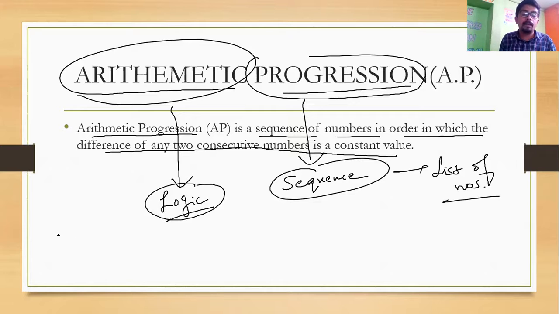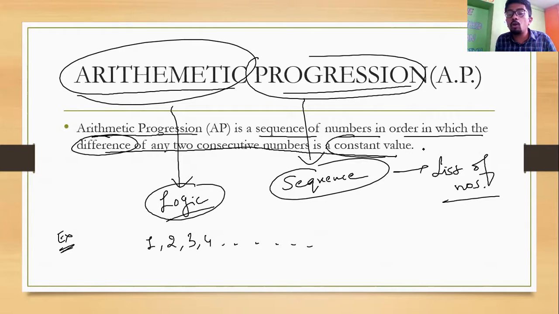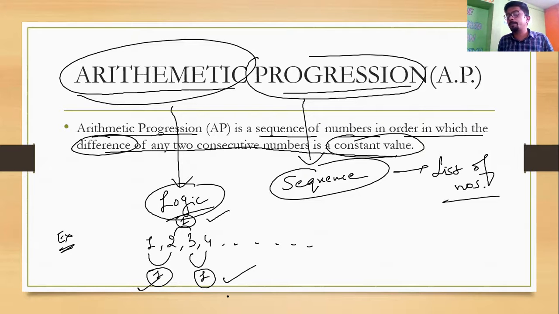Let us take some different examples. Let us take 1, 2, 3, 4 and so on. This is an endless sequence. It is an arithmetic progression. But how can we check? The difference should be a constant value. If I subtract 1 from 2, the consecutive terms, the answer is 1. If I subtract 2 from 3, the answer is 1. If I subtract 3 from 4, the answer is 1. You can check, all the answers are 1.